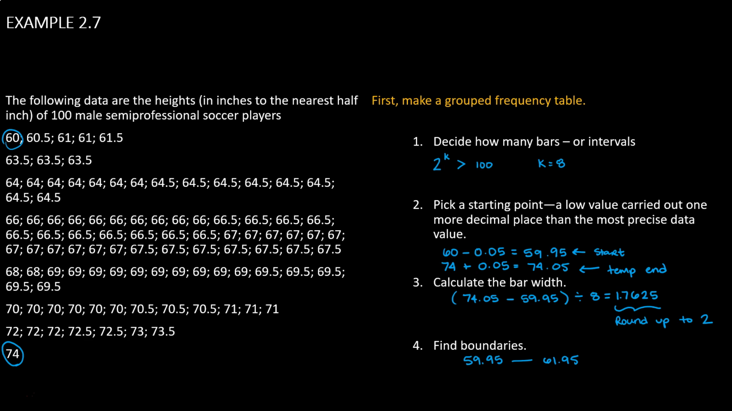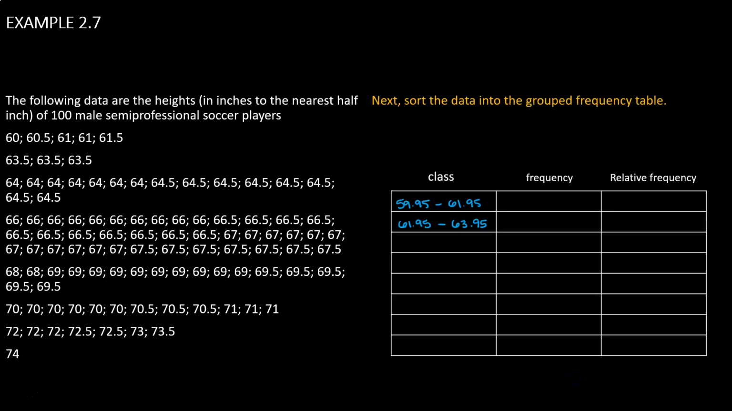For that first group, or that first interval, we have our lower boundary and our upper boundary. When we go to make our second group, or our second interval, we're going to copy down the upper boundary from the previous group as our starting point, and then add 2 to that to get to the next upper boundary. We're creating our class intervals this way.